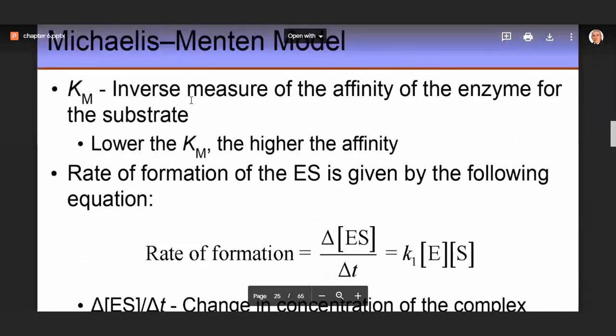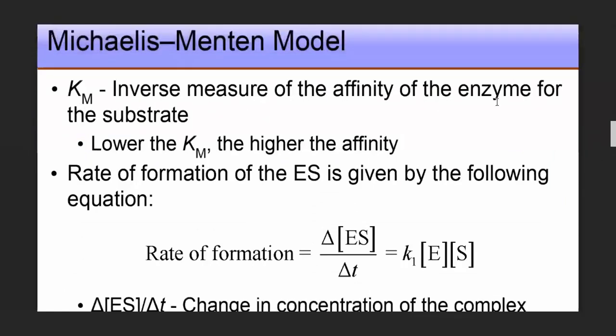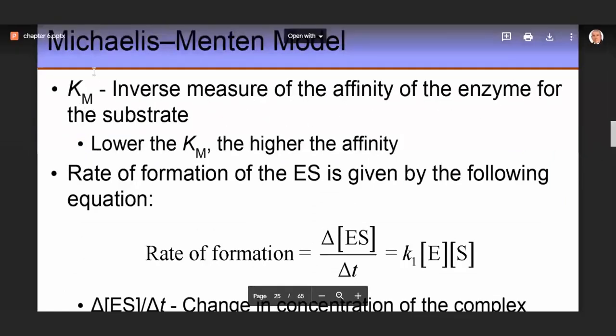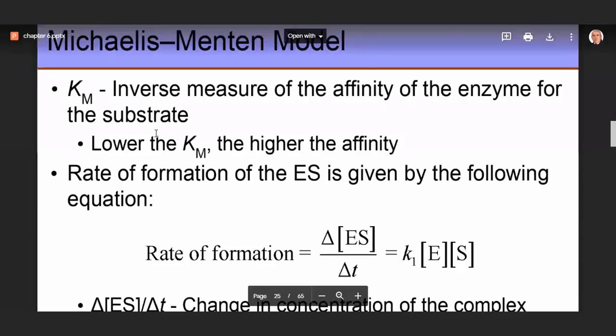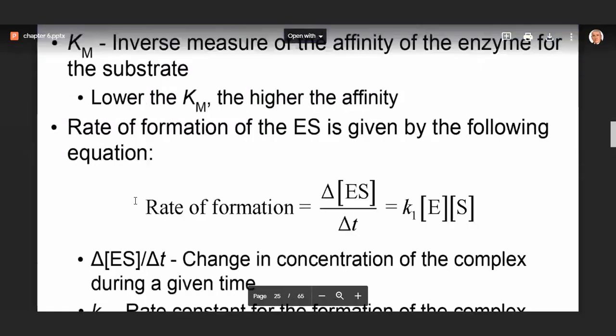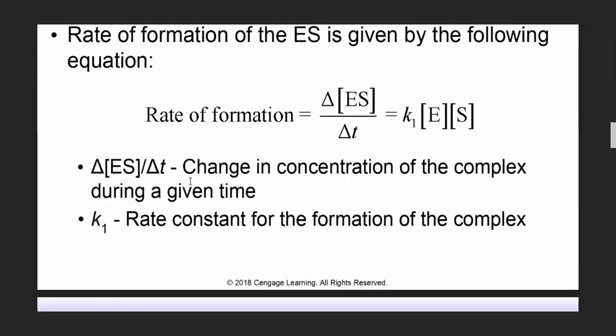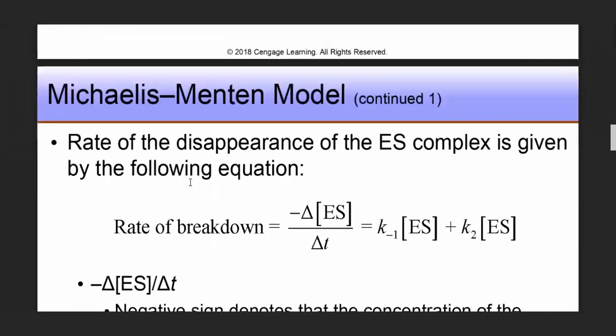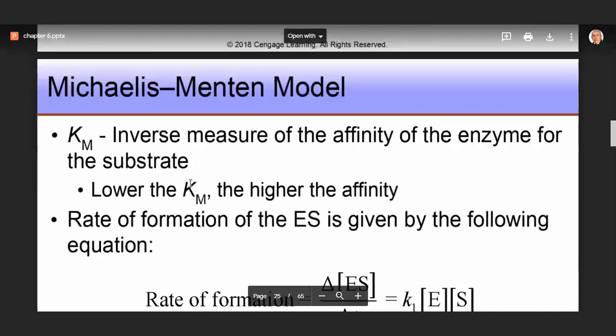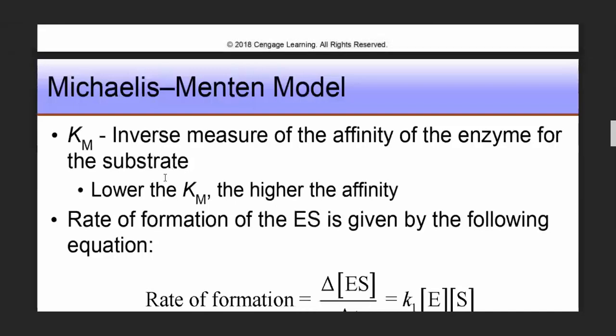Now we want to define something called Km, the Michaelis-Menten constant, and it is a constant which is an inverse measure of the affinity of the enzyme for the substrate, which means that the lower the Km value, the higher the affinity. The rate of formation of the ES is given by the following equation. Now we want to derive the Michaelis-Menten equation, and we will leave this for next time.